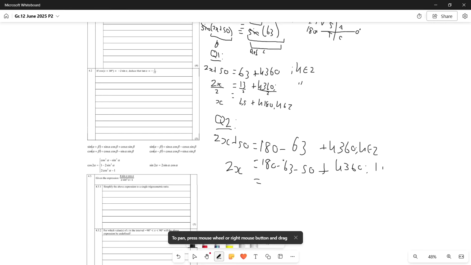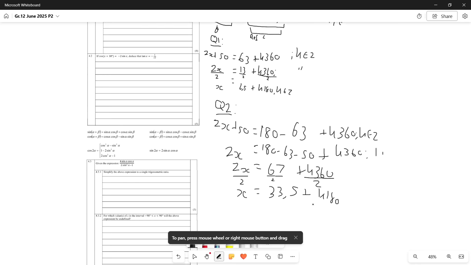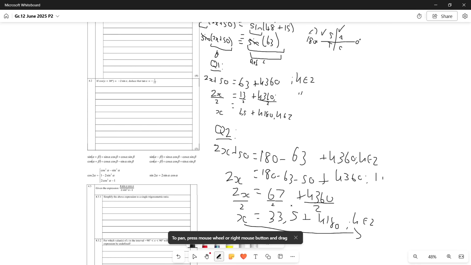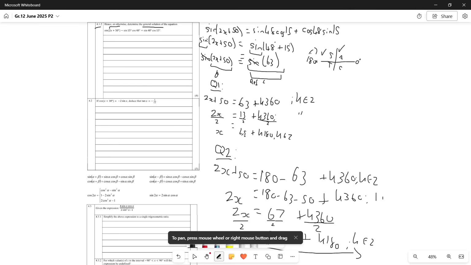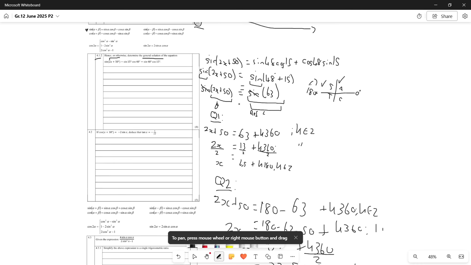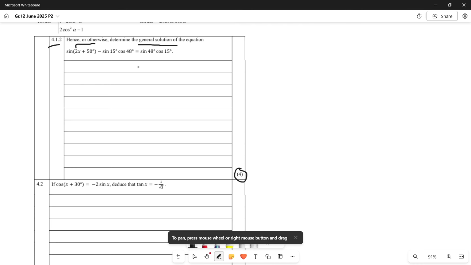And then what we have, 180 minus 63 minus 50 is 67 degrees. So 2x equals 67 plus k 360. Cool. And then we have to divide everything by 2. So x equals 67 divided by 2 is 33.5, and then k 360 divided by 2 is plus k 180 degrees. And then these are our angles that satisfy this general solution, 33.5 plus k 180 in quadrant 2 and 6.5 plus k 180 in quadrant 1. And that just earned us 4 marks for this general solution.